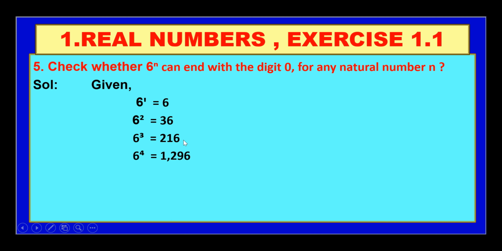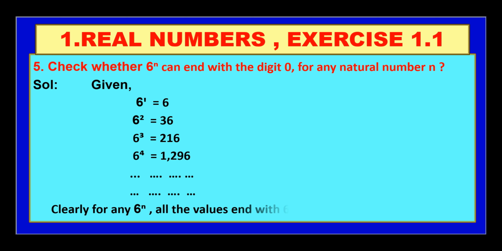If you observe all these units places, all the units places are 6. Since 6 power 1 ends with 6, 6 square ends with 6, 6 cube ends with 6, 6 power 4 ends with 6, therefore all the expansions of 6 power n end with 6 only, for any natural number and so on. Therefore, for any natural number n, 6 power n ends with 6 only, but it doesn't end with 0. Clearly, for any 6 power n, all the values end with 6 only, but not with 0.